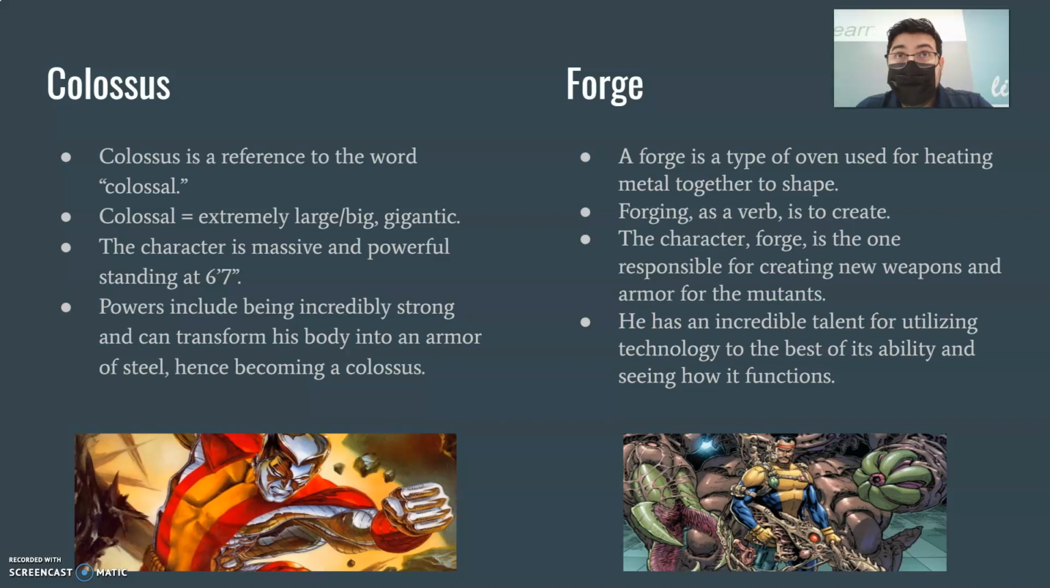In the new series, when the mutants are on their nation of Krakoa, he's able to forge weapons through different plant life from Krakoa and turn them into new biological warfare weapons and do different things with them. So he forges things together.